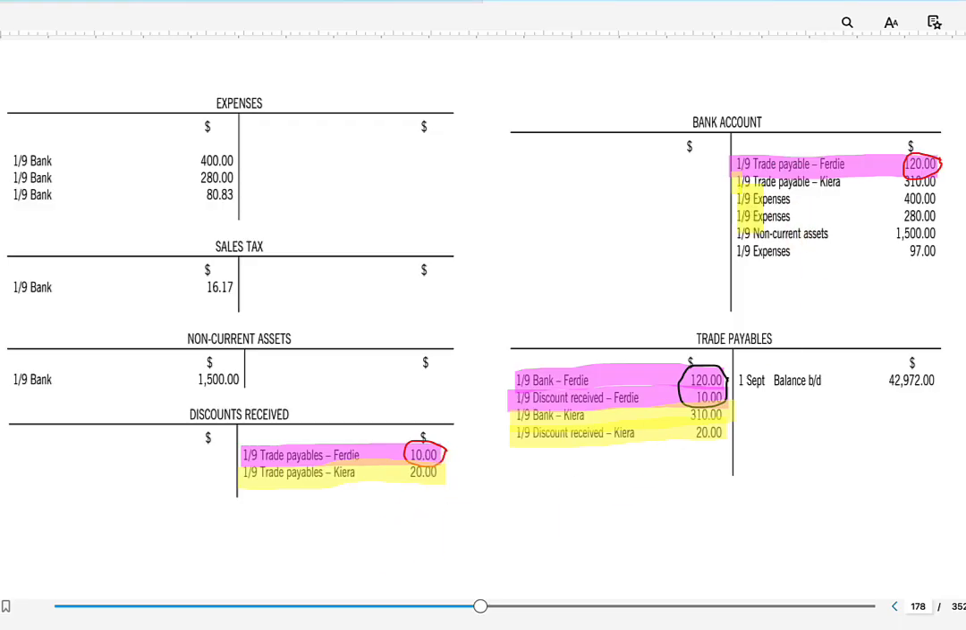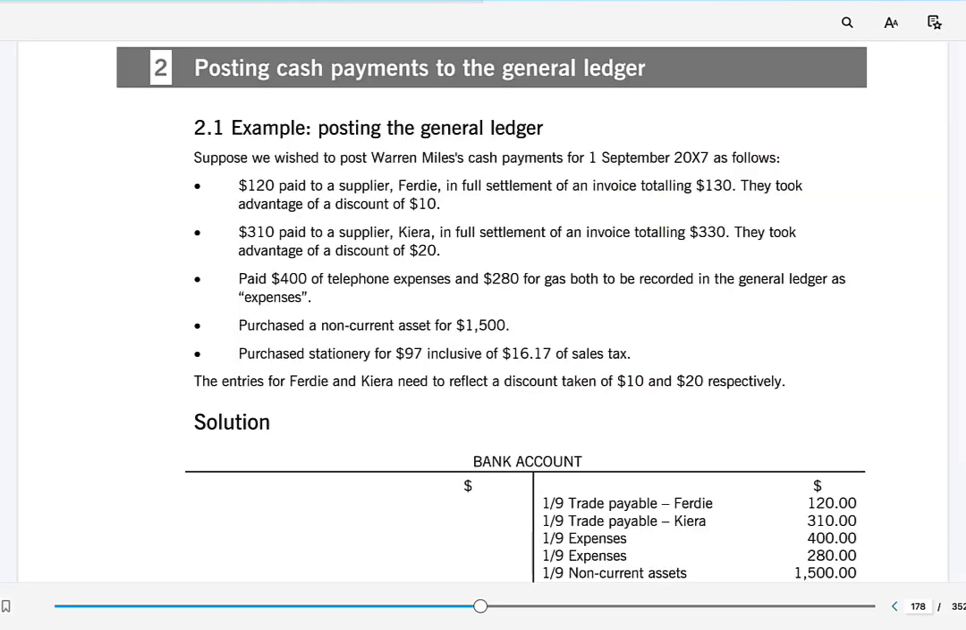Step 3. Record the bank payment. Credit bank with $310. Check the total. Debit side is $330. Credit side is $20 plus $310. That equals $330. Balanced. So the posting for transaction 2 is debit trade payables Kira, $330. Credit discount received, $20. Credit bank, $310.